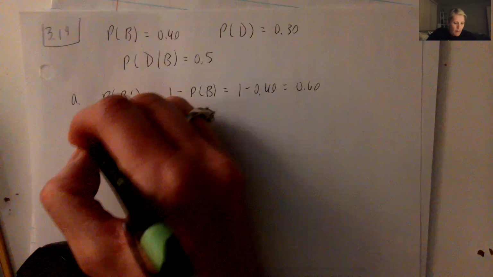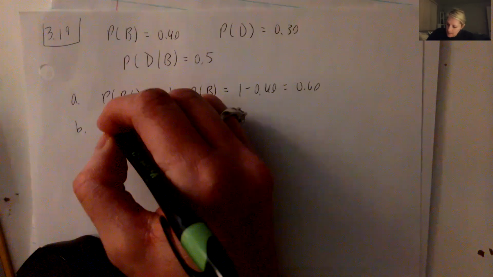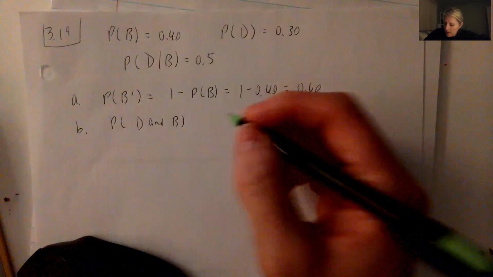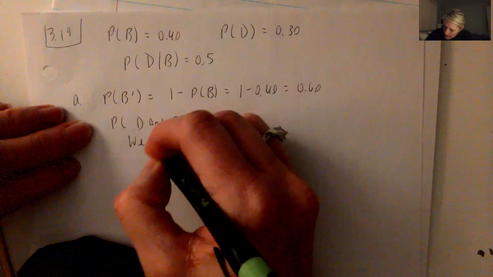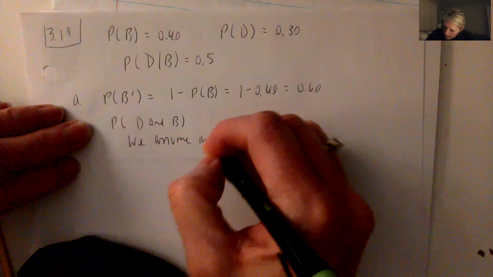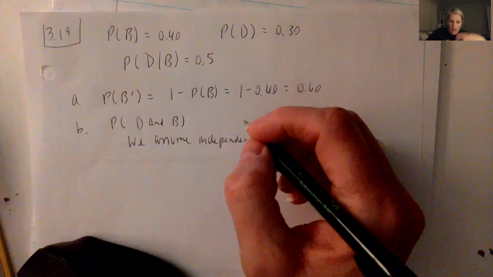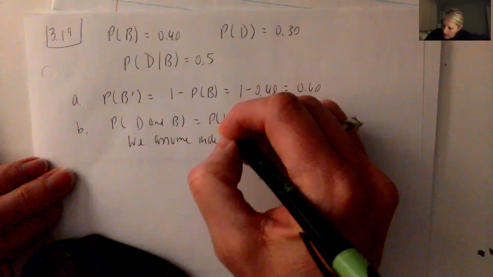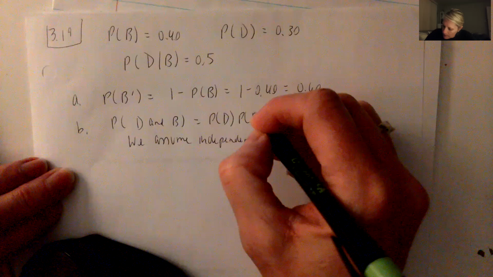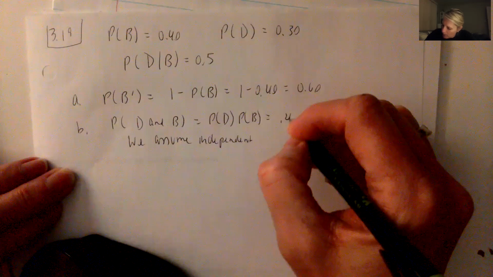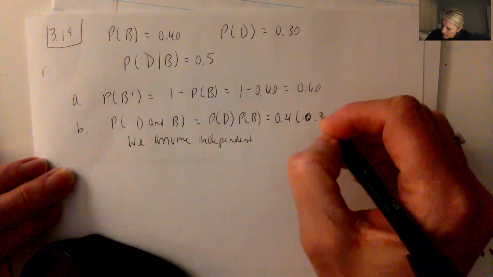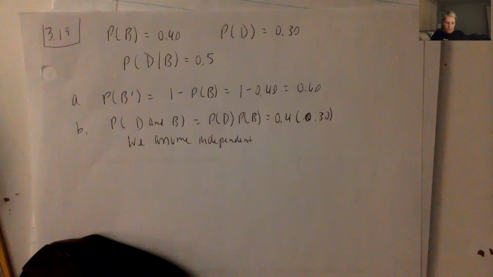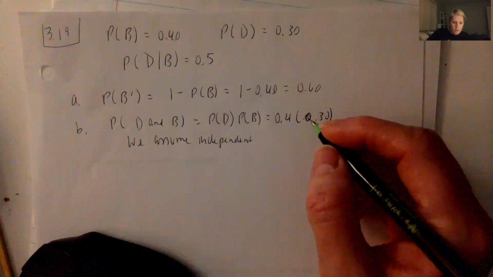Then B says, find the probability of D and B. If we assume independence, so we're assuming that checking out a book or checking out a DVD are independent of one another, then we can multiply their individual probabilities together, which would be 0.4 times 0.3, which is 0.12.